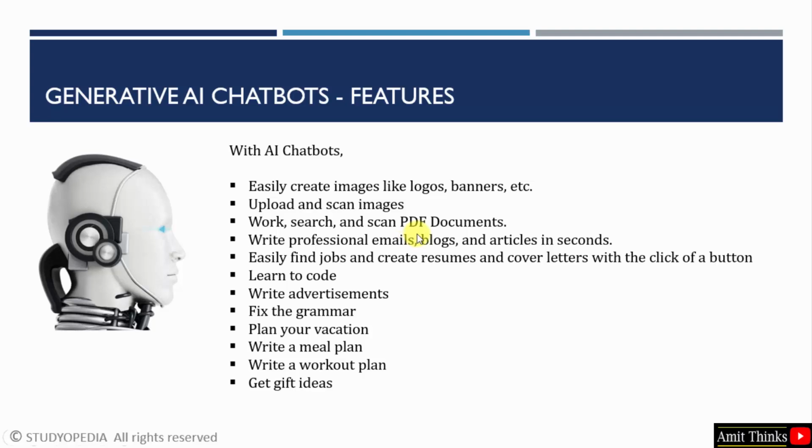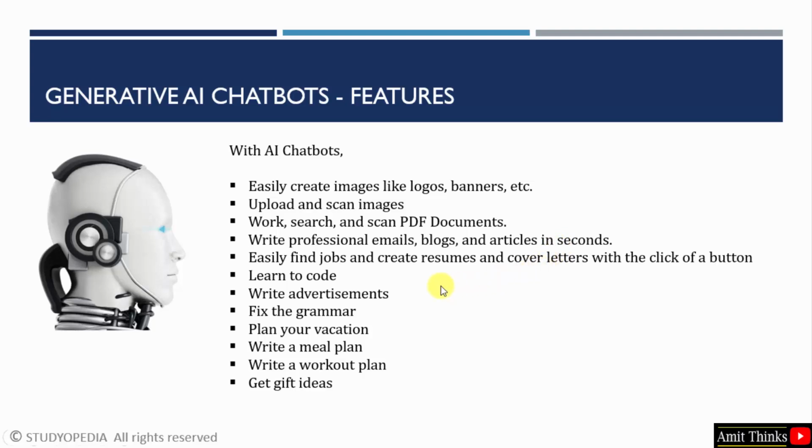So 20 pages, 10, 20, 50 pages documents. PDF documents can be scanned within seconds, within less than a minute. So definitely it will save your time. It will save at least 5 to 7, 8 hours of your work if you summarize a 30 to 40 page document. You can write email, blogs and articles.